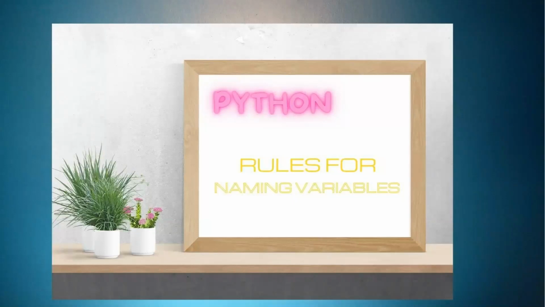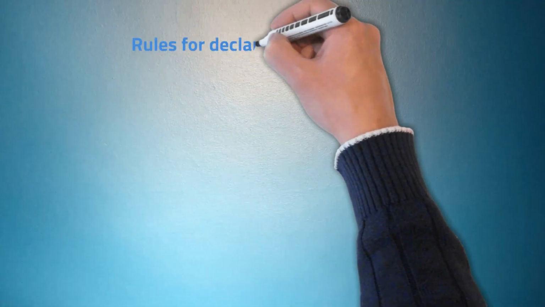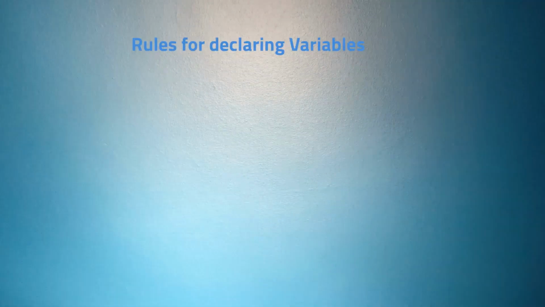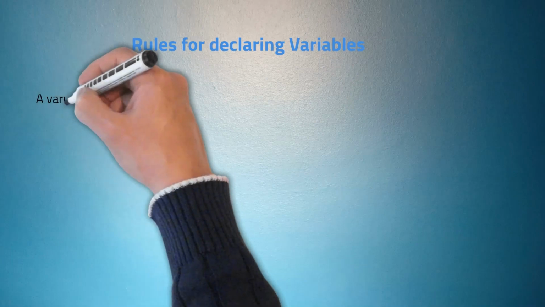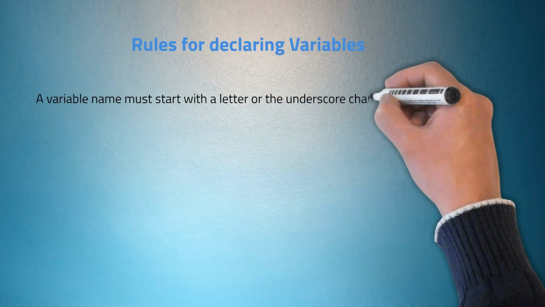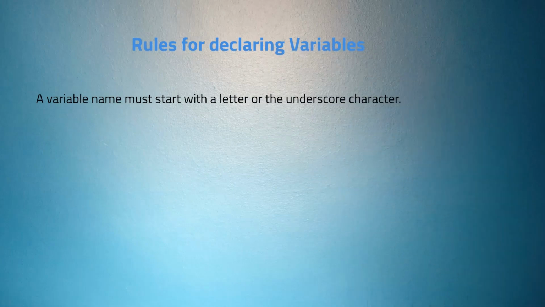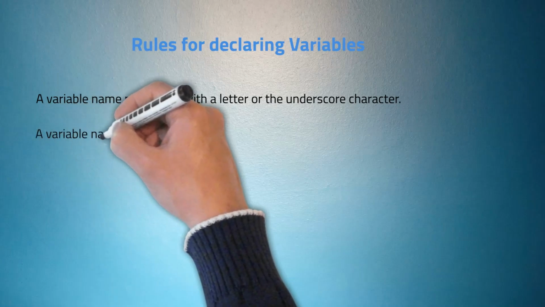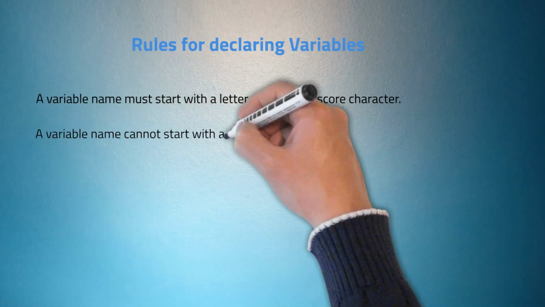In this video, we will discuss the rules for naming a variable and the best practices. We can use any names we want, as long as they follow certain rules. A variable name must start with a letter or the underscore character. The letters can be uppercase A to Z or lowercase a to z. A variable name cannot start with a number.